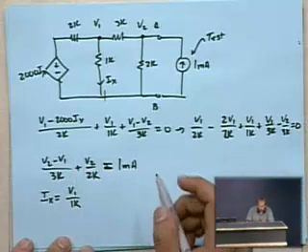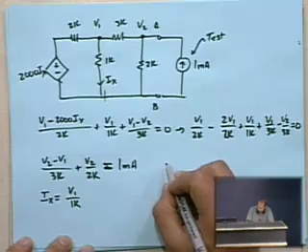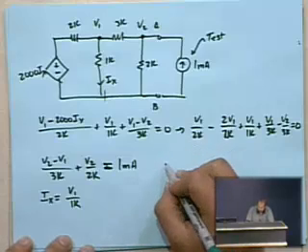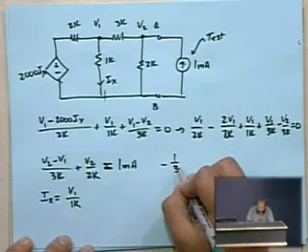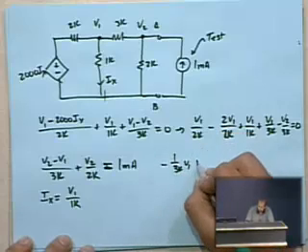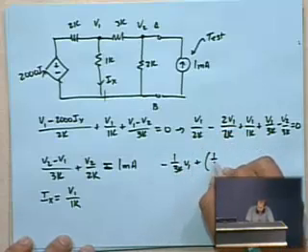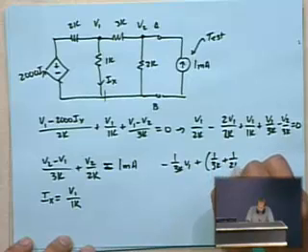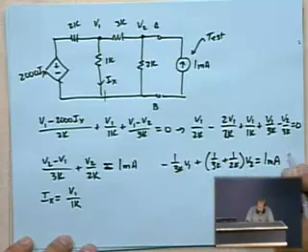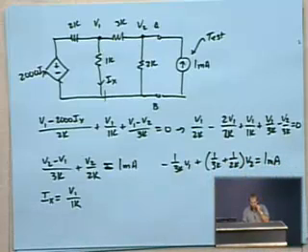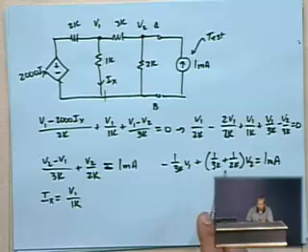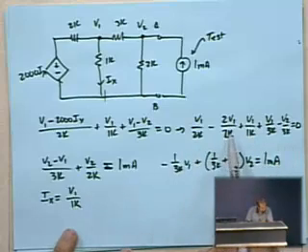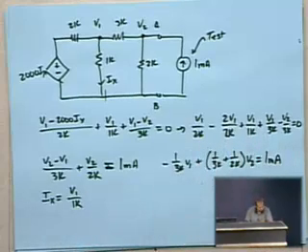And then this one is just, we can just say negative 1 over 3K V1 plus 1 over 3K plus 1 over 2K times V2 equals 1 milliamp. For purposes of time, those are our two equations. As far as I know, I didn't mess anything up mathematically there.